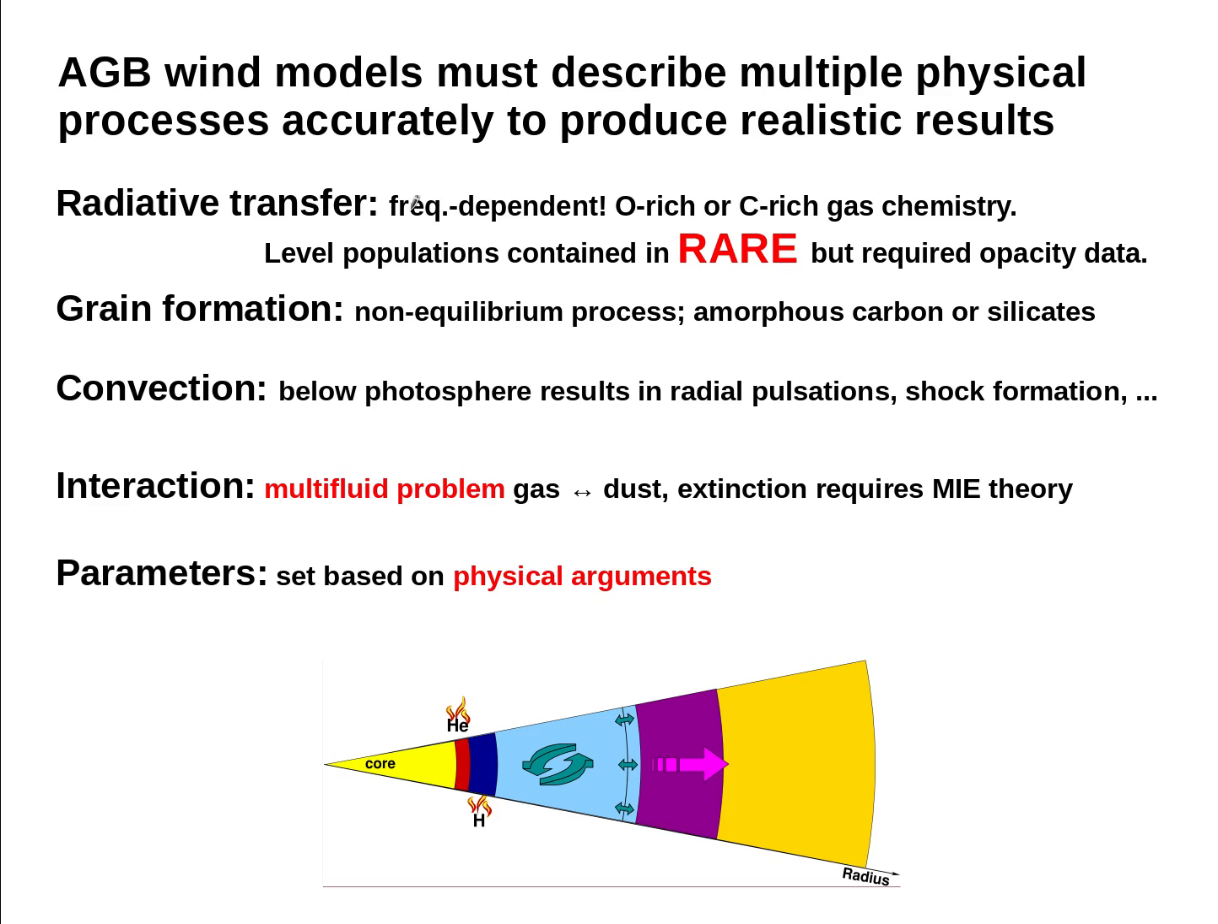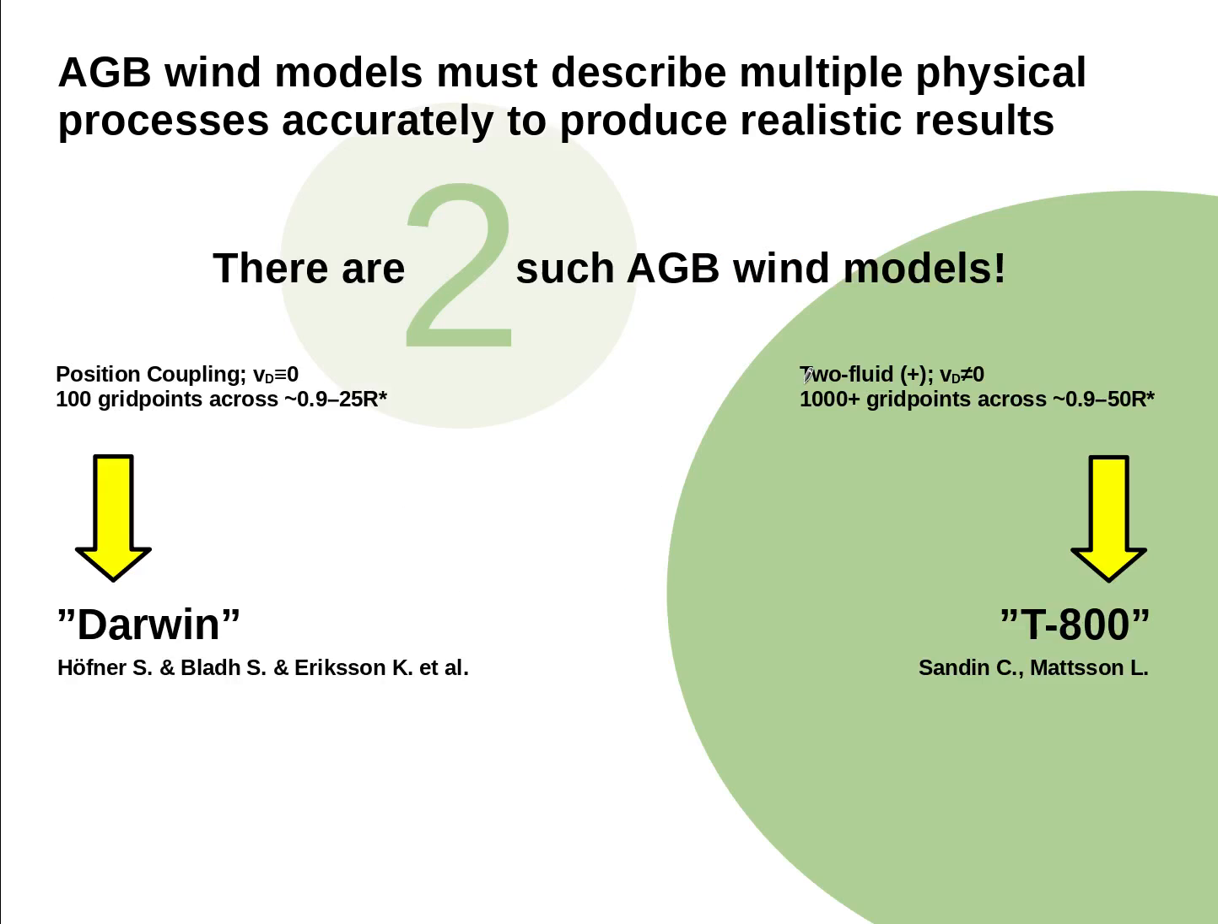here I want to stress the absolute importance of using frequency-dependent radiative transfer together with opacity data that are calculated for the molecules that are present in the stellar atmosphere. These opacity data are very rare, and it's only when I found Lars Mattsson after 15 years that I could proceed and create these models, which is what our recent paper is about.